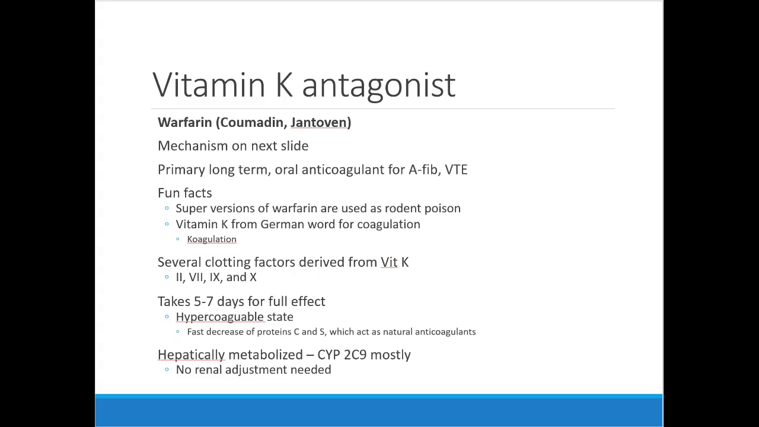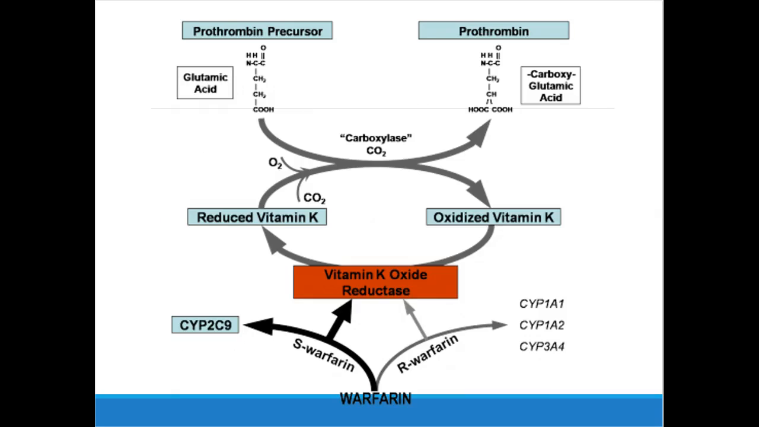Warfarin is hepatically metabolized via the cytochrome P450 system, so there are drug interactions to consider. There are, however, no renal adjustments necessary. This is the mechanism of action of warfarin. And you can see that there's a lot of things going on here. Basically, the main enzyme is what's called vitamin K oxide reductase. What that does is it changes the way vitamin K can be used in the body so that it can become a precursor to different clotting factors. And warfarin, the active enantiomer S-warfarin, is the most prominent one, and that's the one that inhibits that particular enzyme.